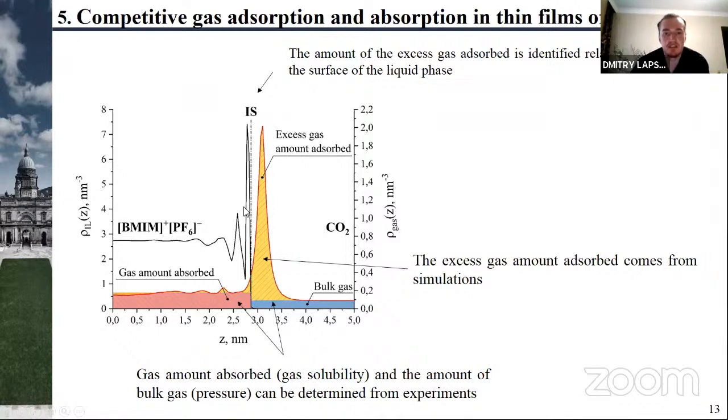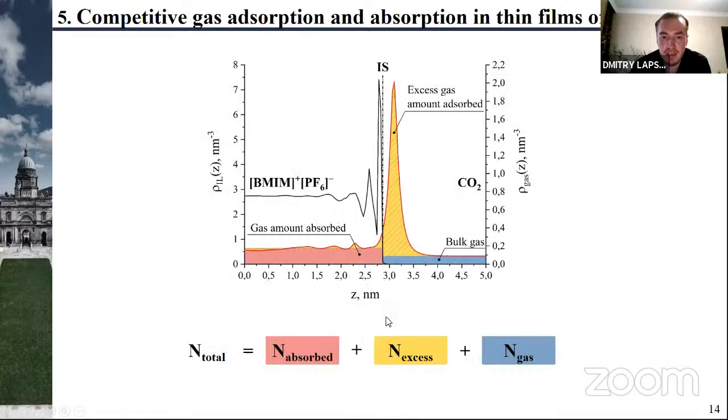So actually we see that the surface acts as an attractive surface, and this causes the presence of this excess gas amount adsorbed. We see that one part of the system is governed by the properties of the liquid phase, and another part of the system is governed by the interfacial properties. So in order to predict the total amount of gas adsorbed in this system, we need to calculate all these three contributions. And then we just combine them and find the total amount of gas adsorbed, or we can predict this quantity.